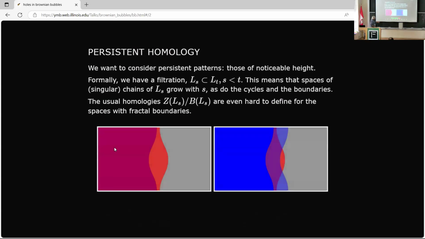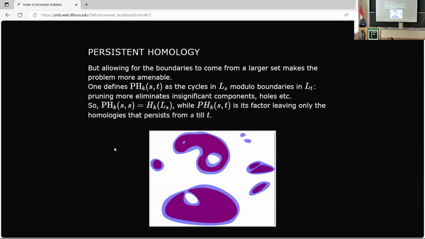Yeah, it tells you to take the cycles coming from level S, but factor by the boundaries coming from higher level. So you remove all this jitter in this picture. You're left with something smaller, compact. So what it looks like in reality is shown here.